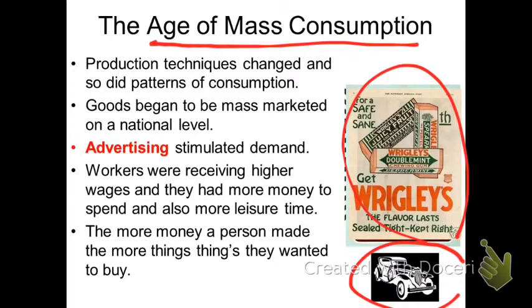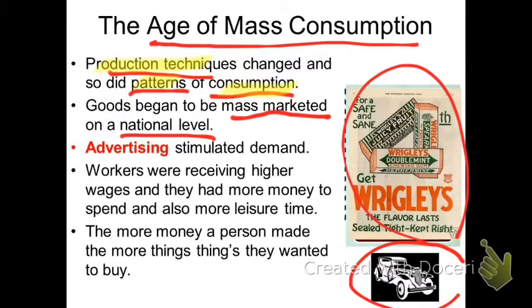This came about through a number of methods. Okay, our first bullet: production techniques changed, and so did patterns of consumption. As the production techniques changed, so did our patterns of consuming those goods being produced. Our second bullet: goods began to be mass marketed at a national level, which I think we saw in the video I showed you a couple of days ago.